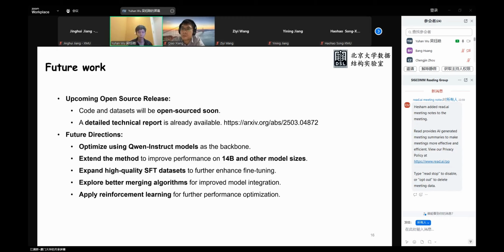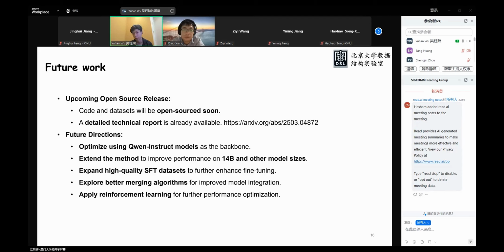And finally, you can leverage reinforcement learning to optimize model decision making and improve accuracy. We believe this direction will help push Tiny R1 to the next level. And we welcome collaboration and exploration from the research community.